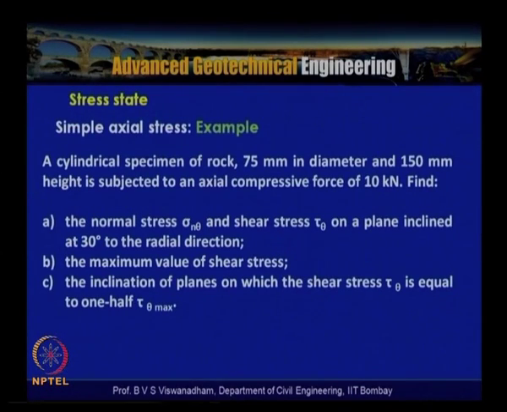Now let us do a small example for the simple axial stress. A cylindrical rock specimen 75 mm in diameter and 150 mm in height is subjected to an axial compressive force of 10 kilonewton. We need to find the normal stress sigma n theta and shear stress tau theta on a plane inclined at 30 degrees to the radial direction, and the maximum value of the shear stress, and the inclination of the planes on which the shear stress tau theta is equal to one half of tau theta max.